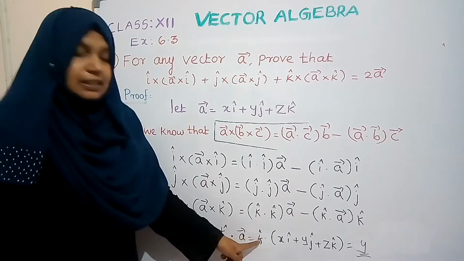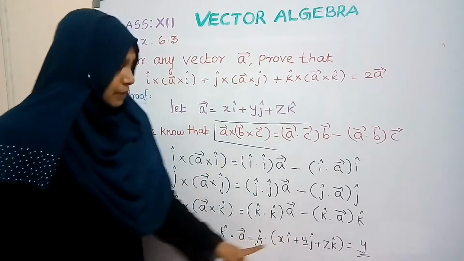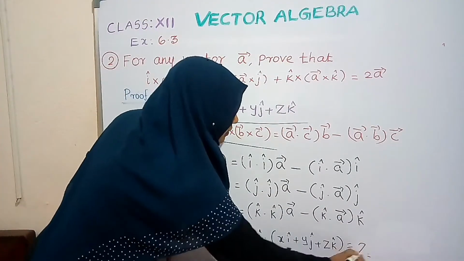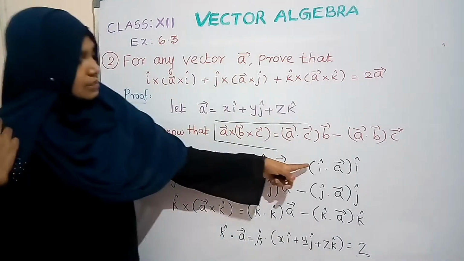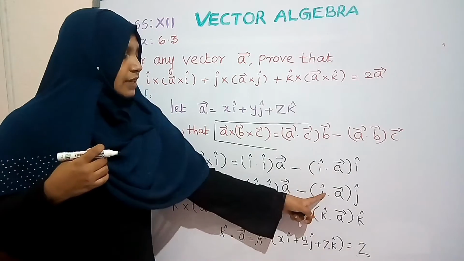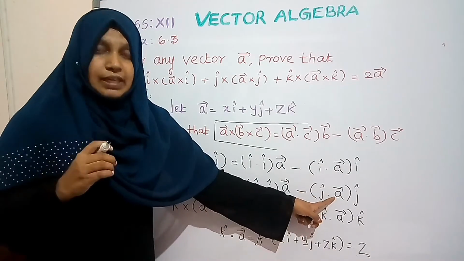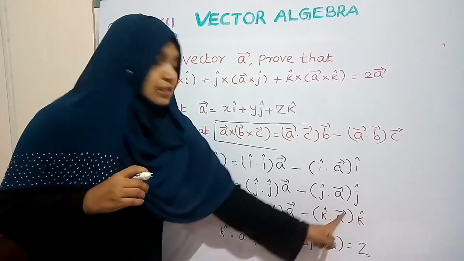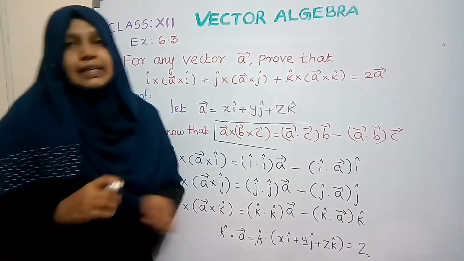Then you should multiply this k cap with zk cap. So here 1 into z, this y becomes z. Understood? So in the first term, this value is x, then it becomes xi cap, and this j cap dot A vector is y, then it becomes yj cap. K cap dot A vector is z, then it becomes zk cap.